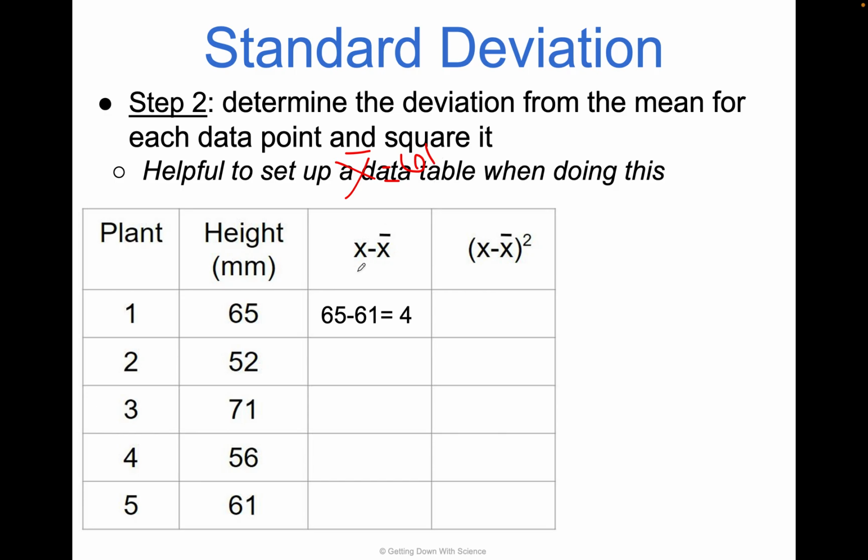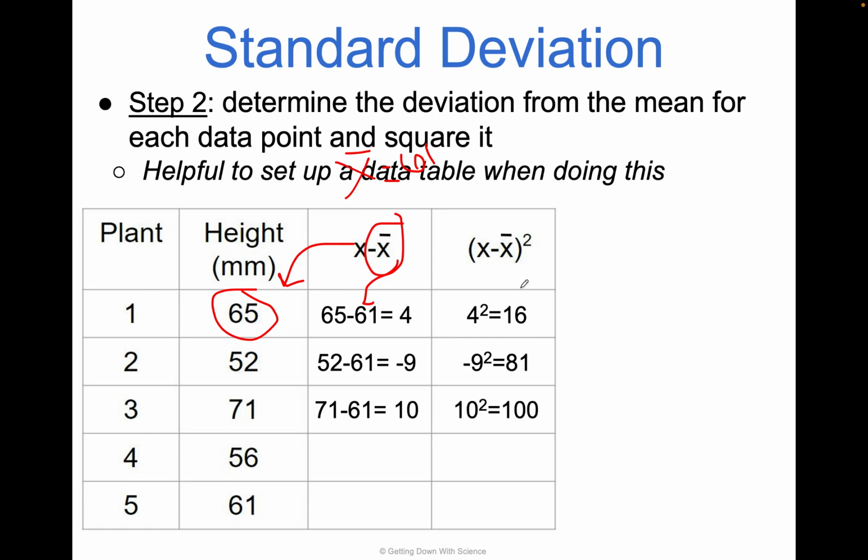So we have our value, which is our x, and then our mean, which is 61. And that equals 4. Then we're going to square it. Okay? And we're going to do that for all of them. Don't worry if you get negative numbers here, because when you square them, it becomes positive. Great. So we're just doing the same thing.